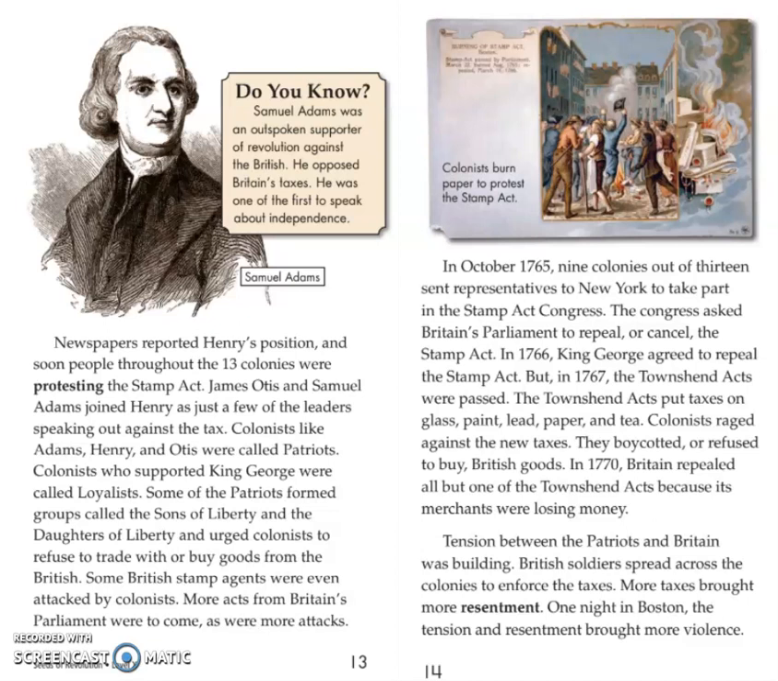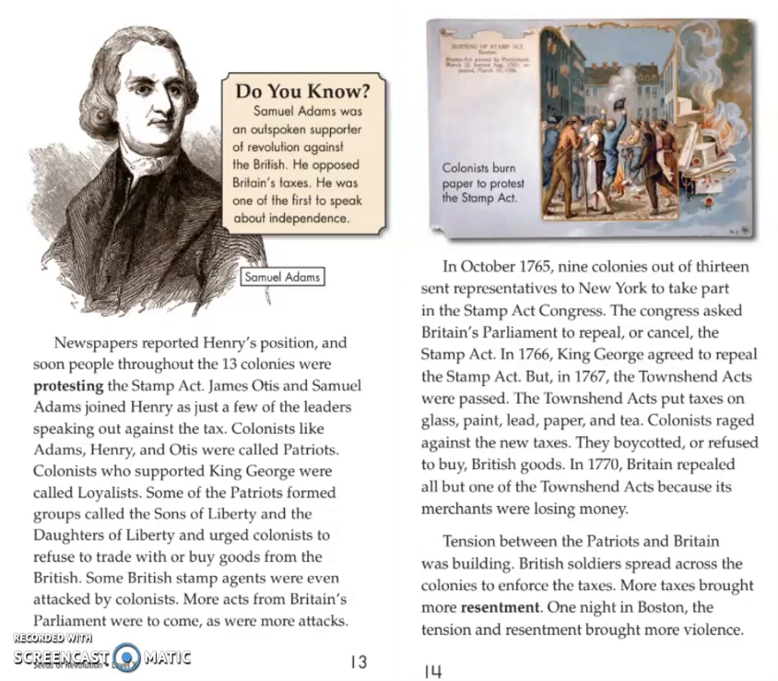Some of the patriots formed groups called the Sons of Liberty and the Daughters of Liberty and urged colonists to refuse to trade with or buy goods from the British. Some British stamp agents were even attacked by colonists. More acts from Britain's Parliament were to come, as were more attacks. In October 1765, 9 colonies out of 13 sent representatives to New York to take part in the Stamp Act Congress. The Congress asked Britain's Parliament to repeal or cancel the Stamp Act. In 1766, King George agreed to repeal the Stamp Act.